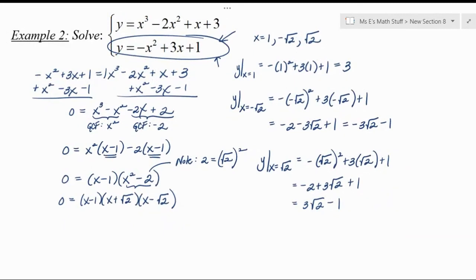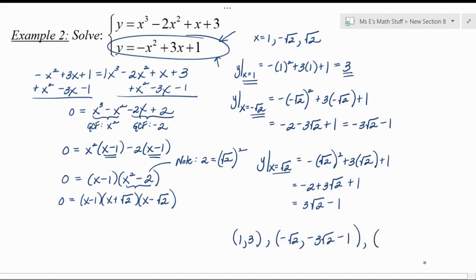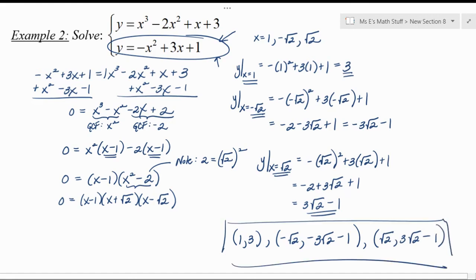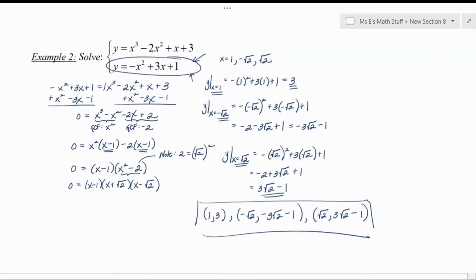So basically, we're looking at where these two graphs would intersect, and we found out that the two graphs would intersect in 3 places. One is at the point, put 1 in, get 3 out. Another point would be putting negative root 2 in for x and getting -3 root 2 minus 1 out. And then the third point of intersection would be putting square root 2 in and getting 3 root 2 minus 1 out. There we go. And how is it we could get 3 intersection points?